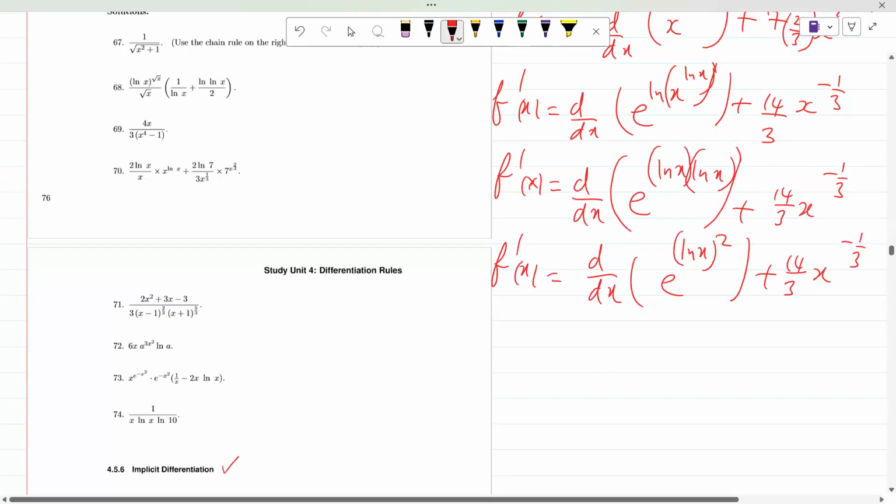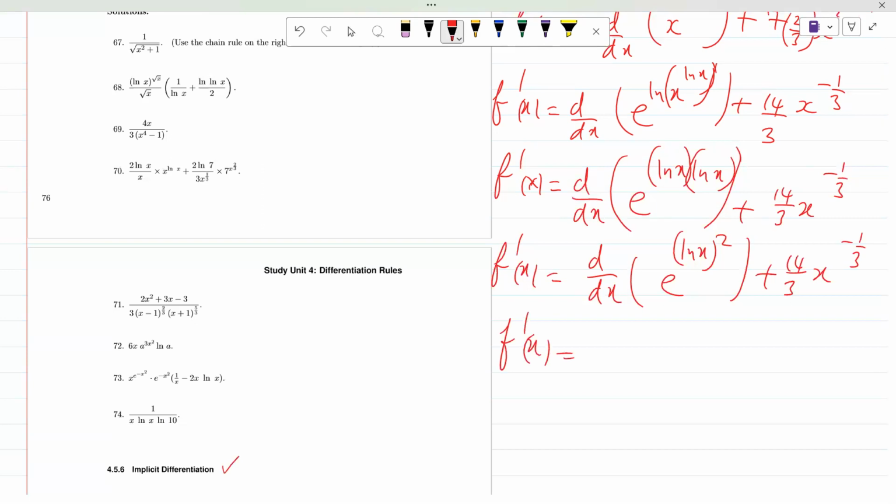Okay, so you have f prime. Now how to differentiate e? Any exponential function of x can be differentiated. e is always the same, so to differentiate e you keep it the same. e to the power anything is always e to the power that, and then you multiply by the derivative of the top, like this. And then plus 14 over 3 x to the minus 1/3.